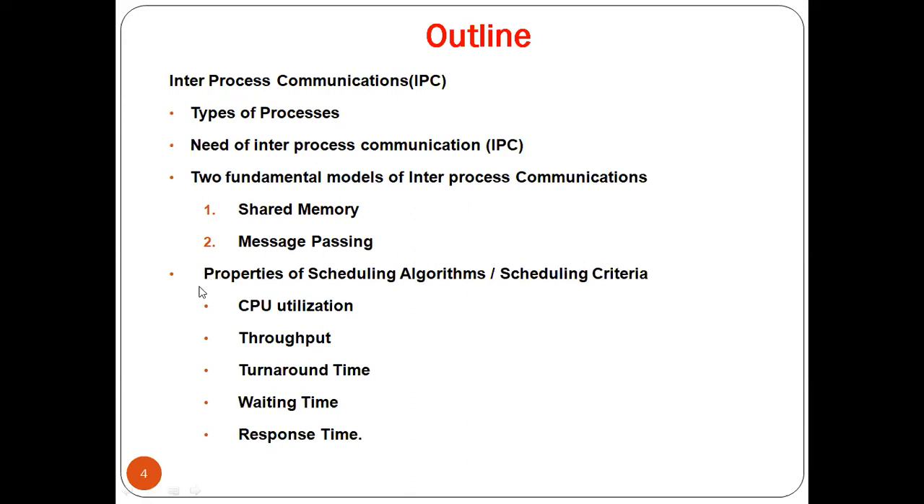And next, we'll be discussing the properties of scheduling algorithms, otherwise called scheduling criteria. There are 5 properties. The first one is CPU utilization, then throughput, turnaround time, waiting time, and response time.